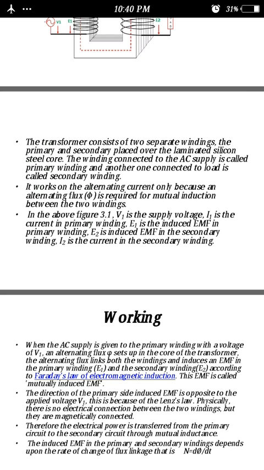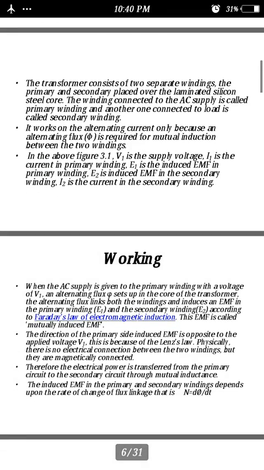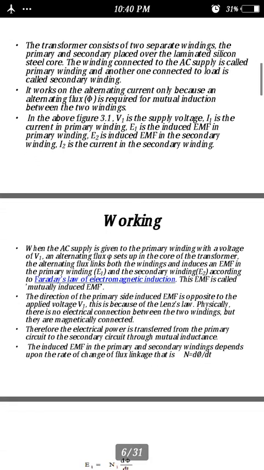So from the figure we already discussed the terms. What is the working principle of the transformer? When the AC supply is given to the primary winding with a voltage of V1, an alternating flux phi sets up in the core of the transformer. The alternating flux links both the windings and induces an EMF in the primary winding and the secondary winding, according to Faraday's law of electromagnetic induction. This EMF is called mutually induced EMF. So I hope you understand this.